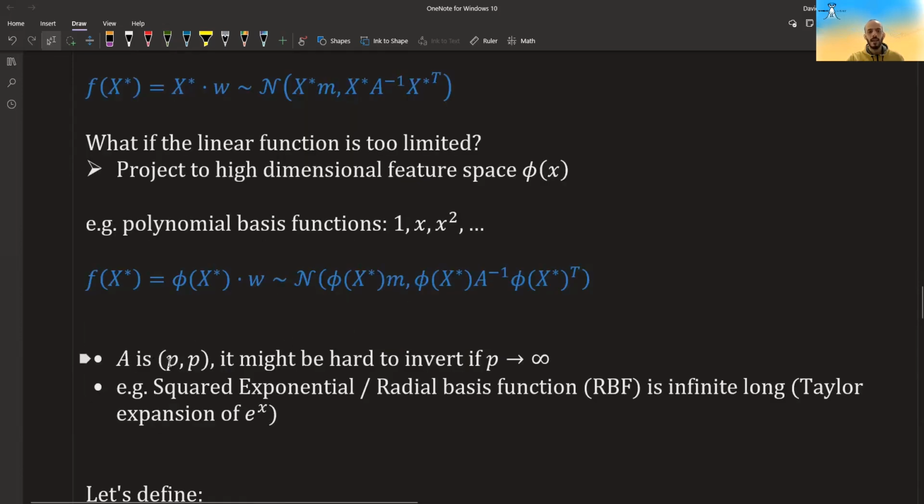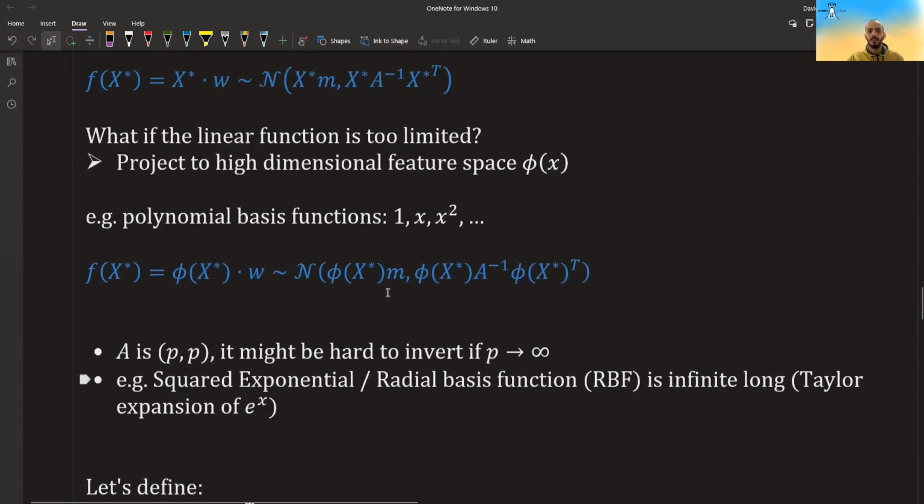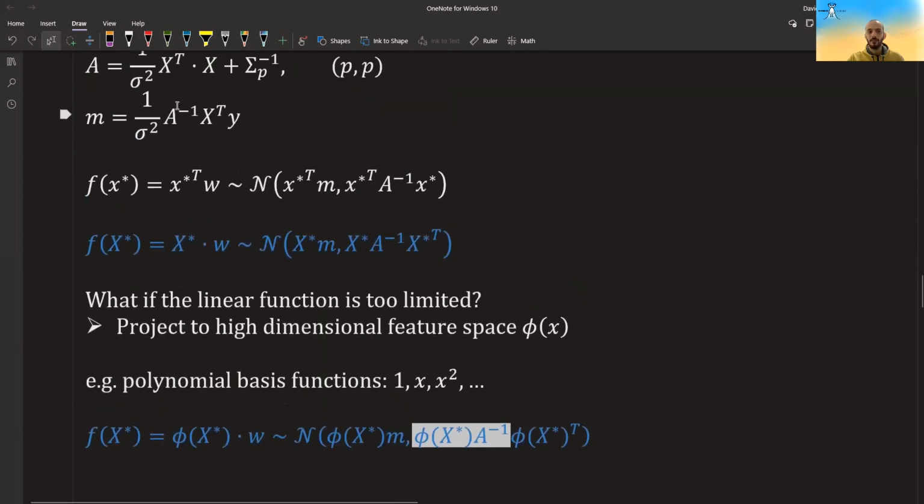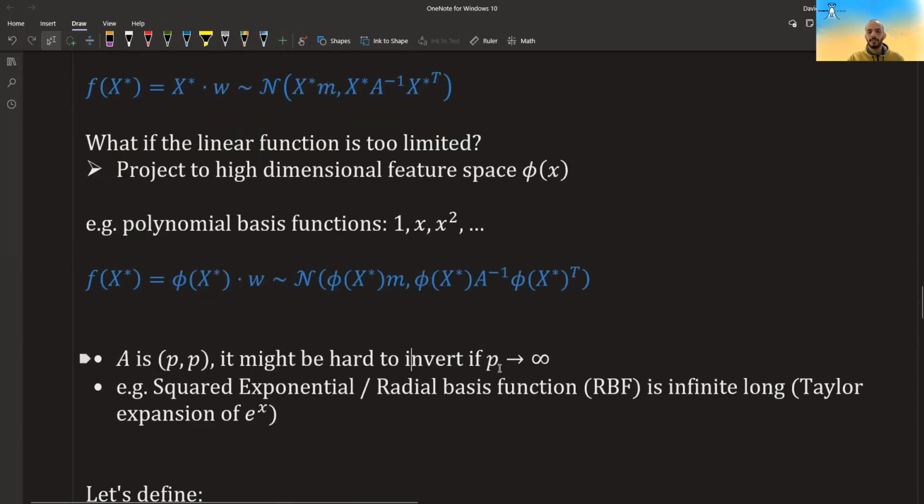Now, as I mentioned before, A is p times p. We need to invert it in our calculation. Both the mean and the variance require that we invert this matrix.